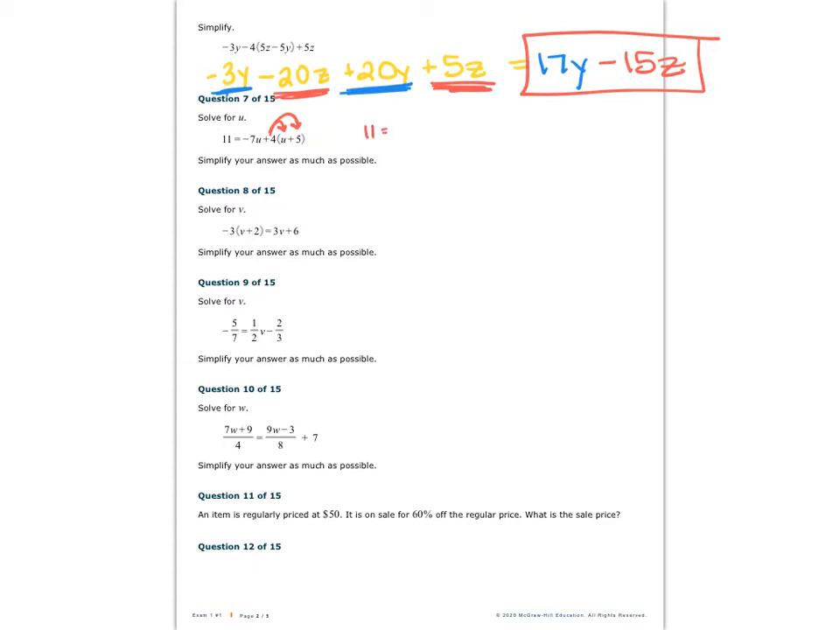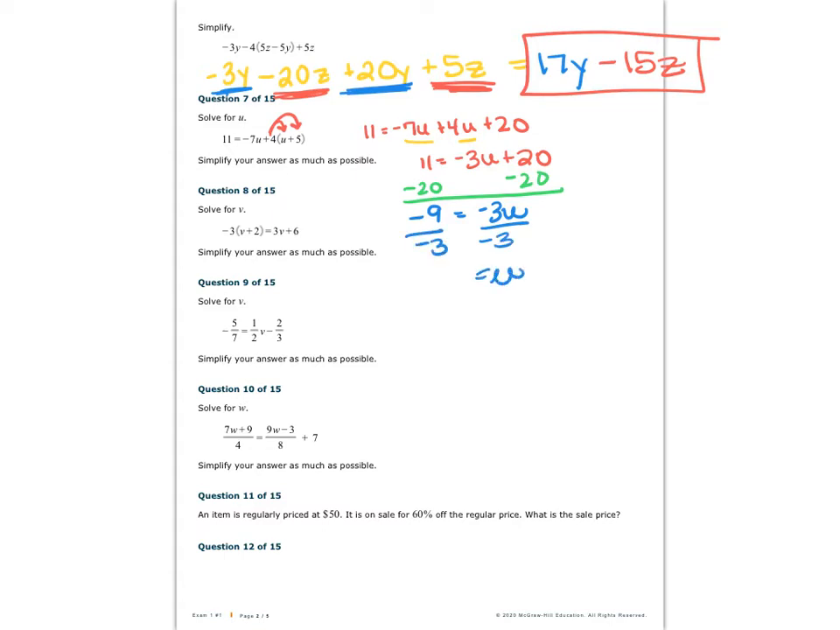So we have 11 is equal to negative 7u plus 4u plus 20. Then you combine your like terms, which in this case is the negative 7u and the positive 4u. So we get 11 is equal to negative 3u plus 20. Then we're going to bring the non-variable terms to the other side. So we're going to subtract 20 from both sides. So we get 11 minus 20 is a negative 9 equals a negative 3u. Divide by negative 3, and we get u is equal to 3.